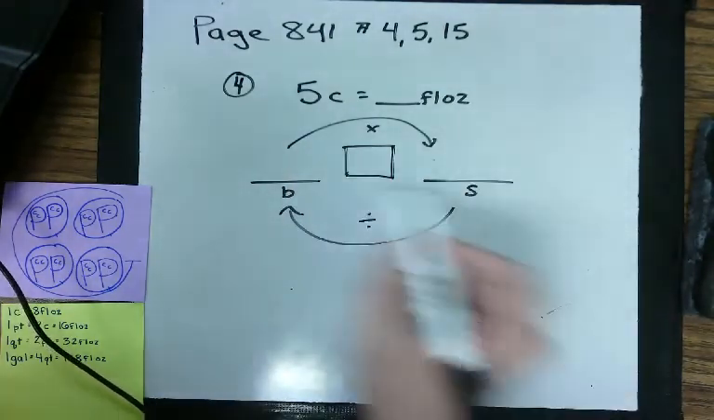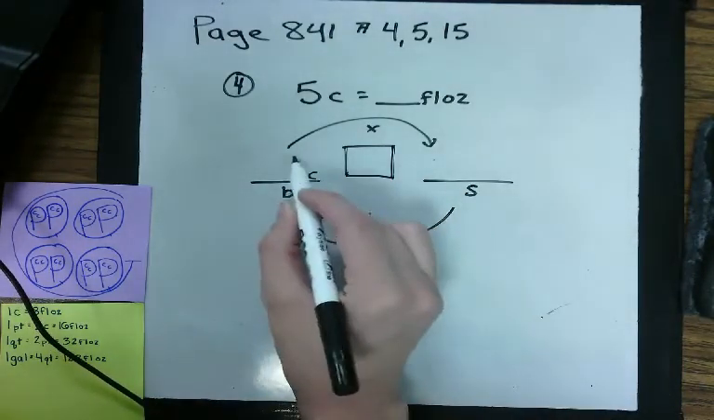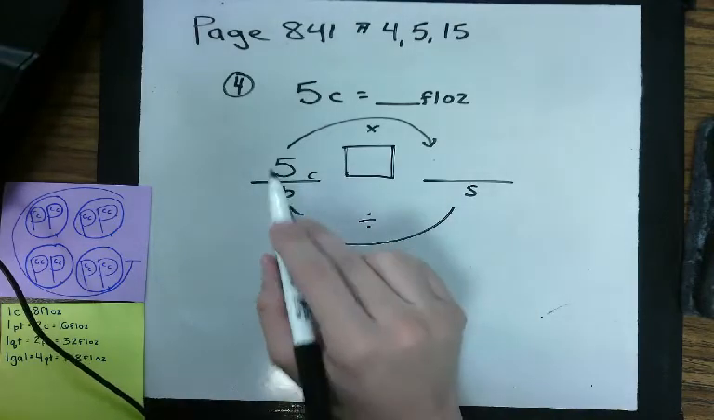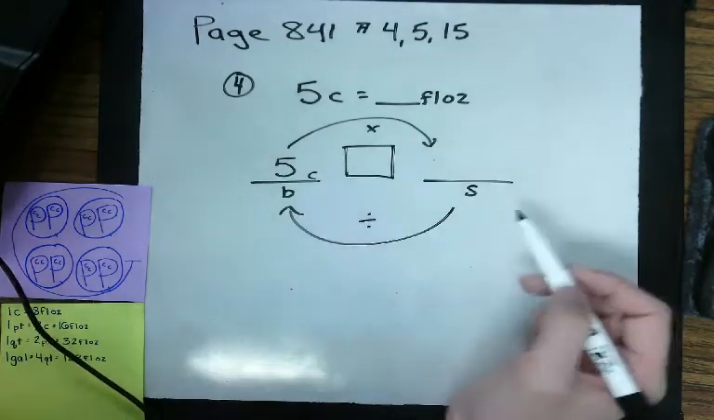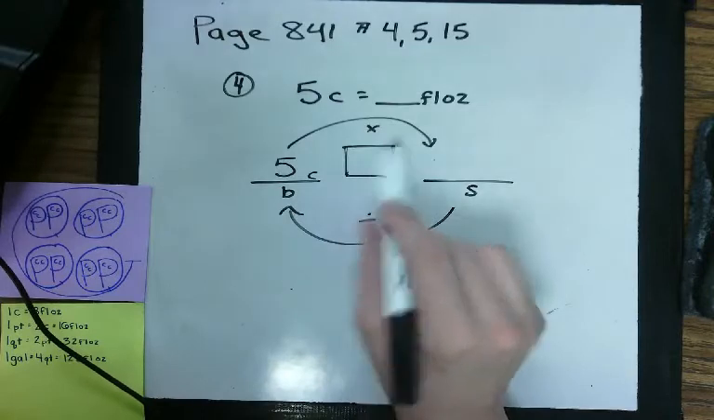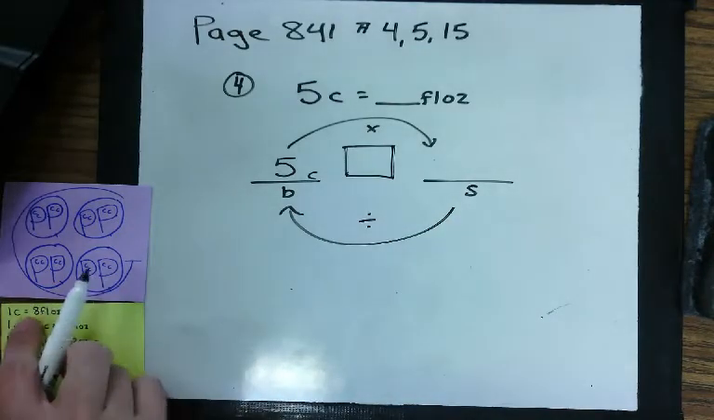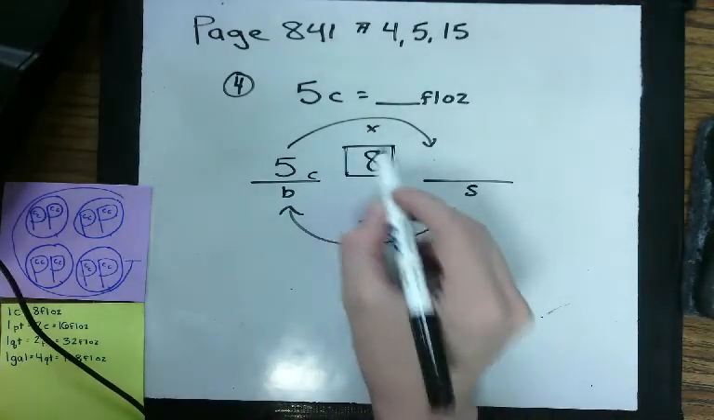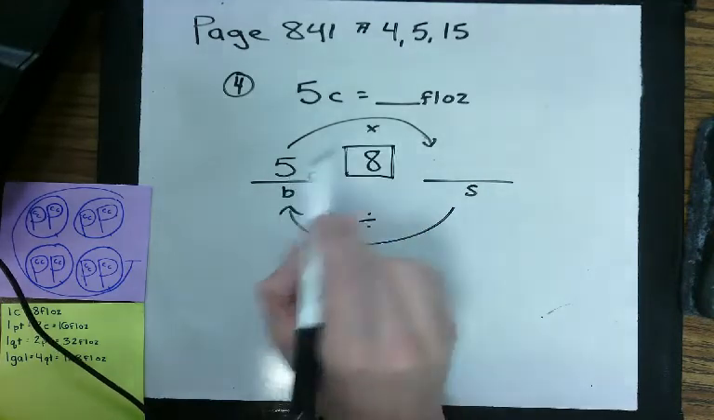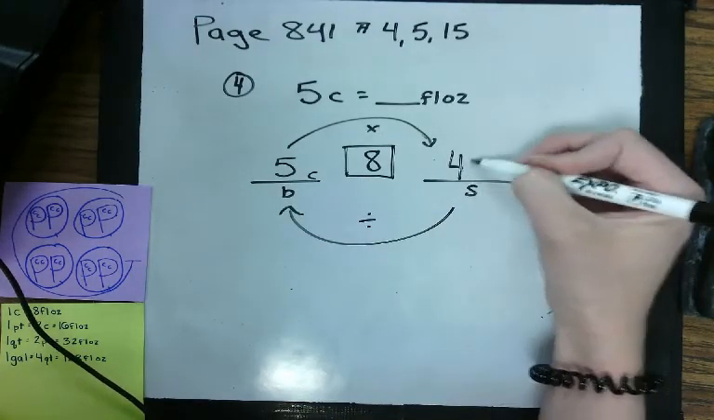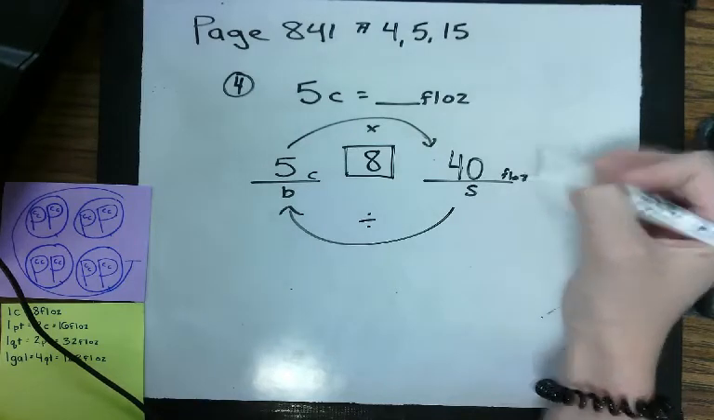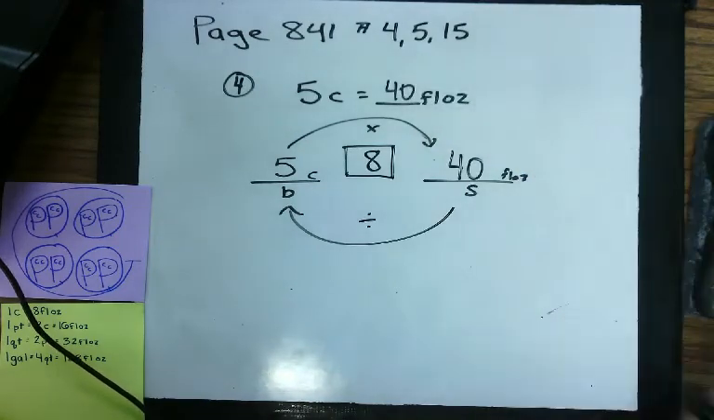Alright, 5 cups is bigger, so we're starting here. And the basic unit that we're going to put in the middle, how many fluid ounces are in 1 cup? There's 8. So that goes in the middle. This tells me I'm multiplying 5 times 8, which is 40. So there are 40 fluid ounces in 5 cups.